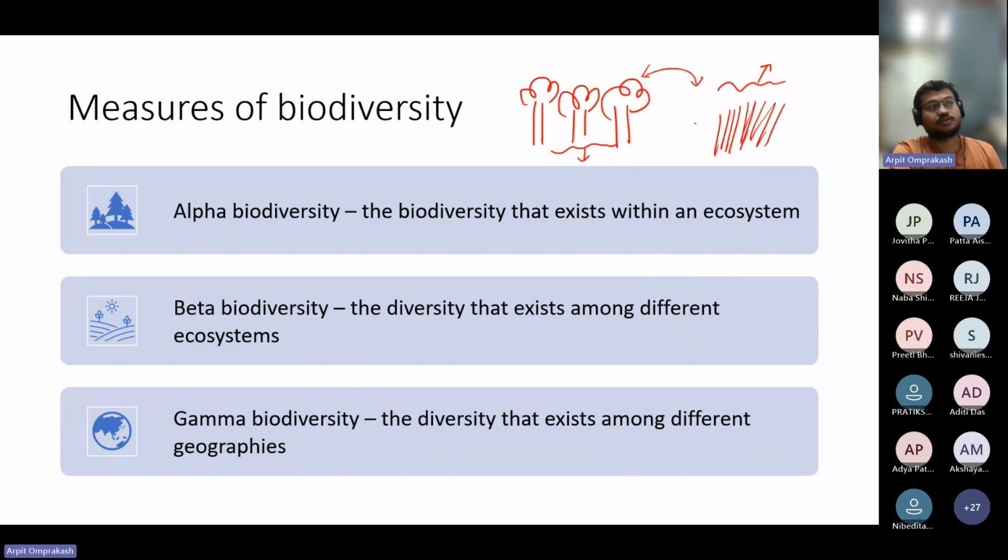How many species do they have in common? How many species are present only here? How many species are present only here? And all that comes under beta biodiversity. Now, gamma diversity is a diversity that exists in a much larger area, which comprises multiple different ecosystems, at a larger geographical scale.